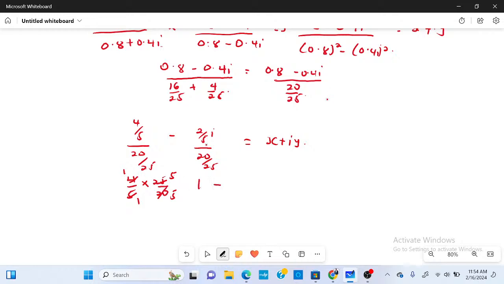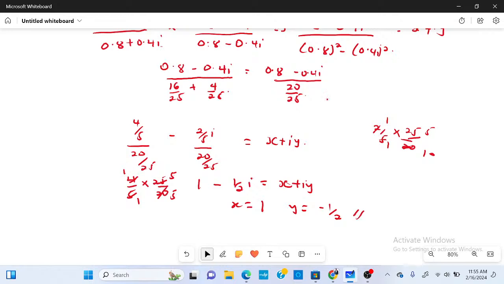This side I'll simply get 2 on 5 times 25 on 20. 5 goes into itself 1 and into 25 five times. 2 goes into itself 1 and into 20 ten times. This is a half. So half i equals x plus iy. So at this point, my x is simply equal to 1, as you can clearly see. Then y is simply equal to negative half. And that gives us the solution for our fifth question.